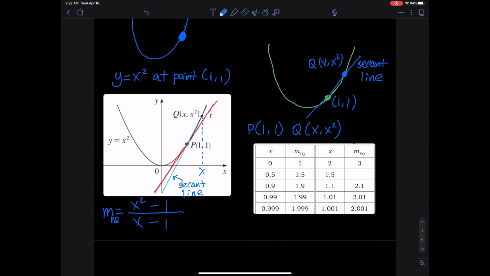So that's how I do it. And then we have a table. When x is equal to 0, what do we have? We have 0 minus 1 divided by 0 minus 1. The slope is equal to 1. When x is 0.5, you plug 0.5 into x squared and x, you get 1.5. And then you do the same thing for the rest. I left one blank right there when x is equal to 1.5. So let's fill out this blank. So we have 1.5 squared minus 1 divided by 1.5 minus 1. That is what happens when x is equal to 1.5. The answer is equal to 2.5.